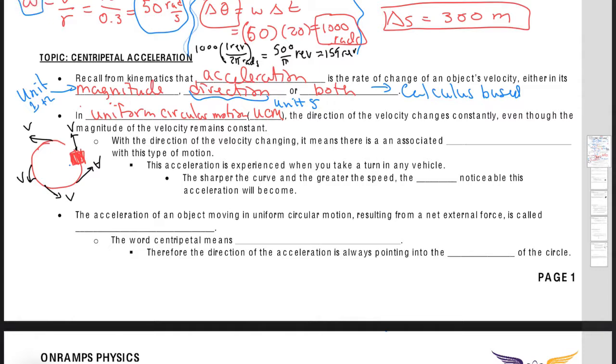With the direction of velocity changing, it means that there is an acceleration associated here. So we're going to have an acceleration with this uniform circular motion, and this is relevant whenever you drive a car. You're going to see that the car will be accelerated when you take turns. The sharper the curve and the greater the speed, the more noticeable this is. You'll see when we look at the equation what is meant by this. The acceleration of an object moving in uniform circular motion resulting from some sort of net external force is what we call centripetal acceleration.